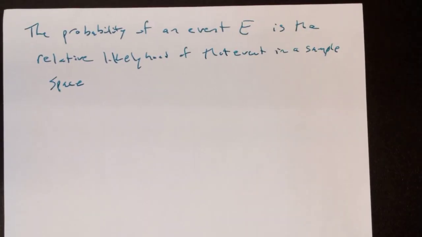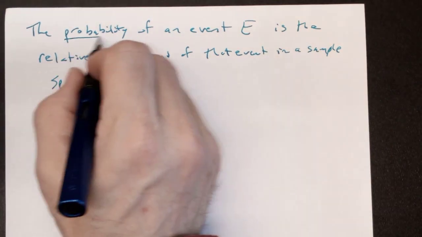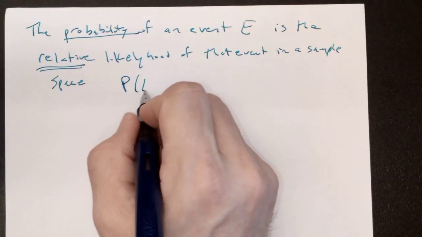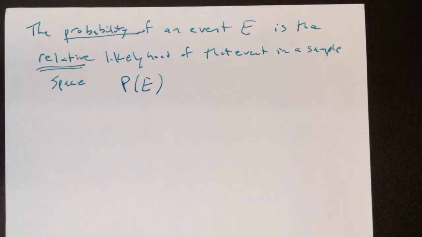The probability of an event is the relative likelihood of an event within a sample space. The emphasis here is on the word relative. I will write P of E for the probability of event E. It doesn't matter whether E is simple or compound, as long as I can figure out its relative likelihood.